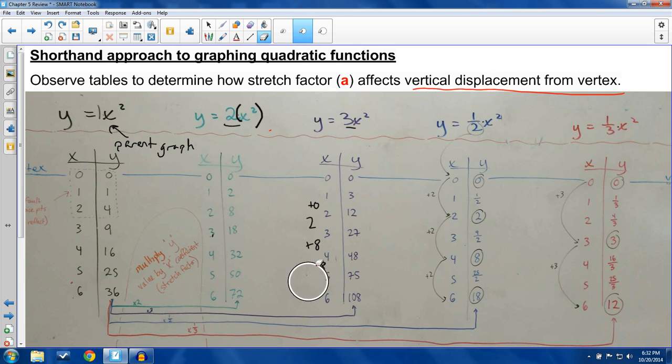When you're dealing with fractions, it's the same idea. When you go over 1, instead of going up 1, we're going to go up 1 times 1 half. Half of 1 is 1 half. Instead of going over 2 up 4, we'll go up 4 times 1 half, which is 2, etc.